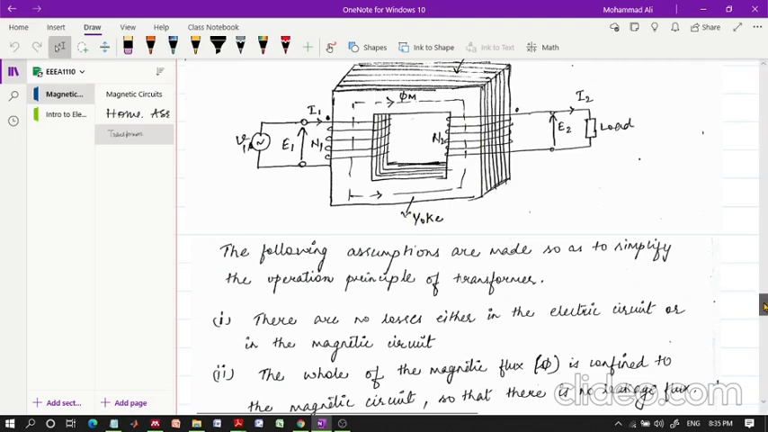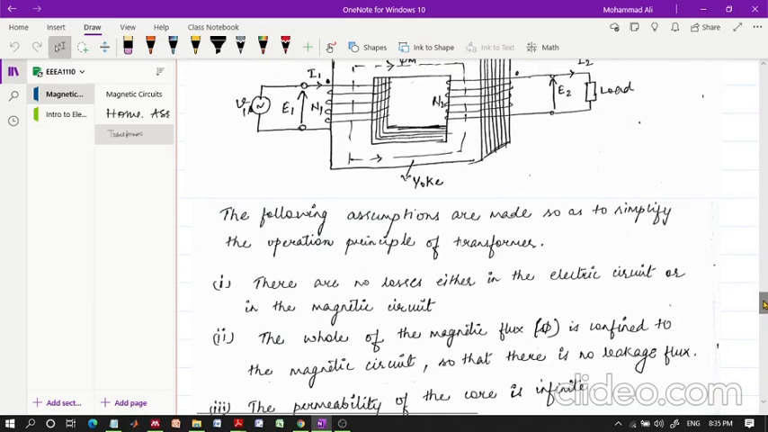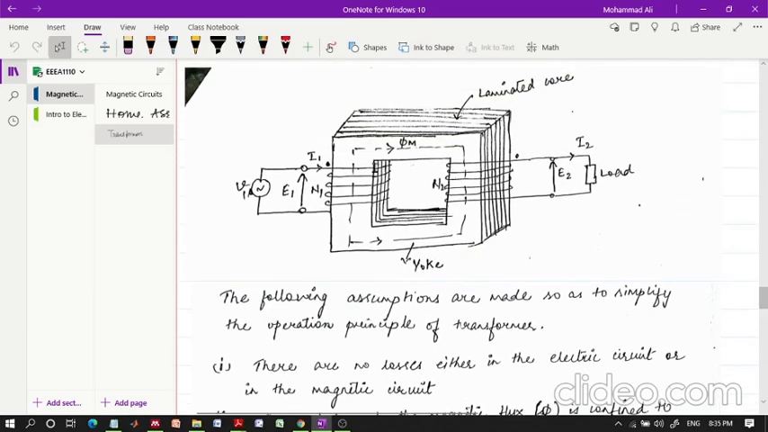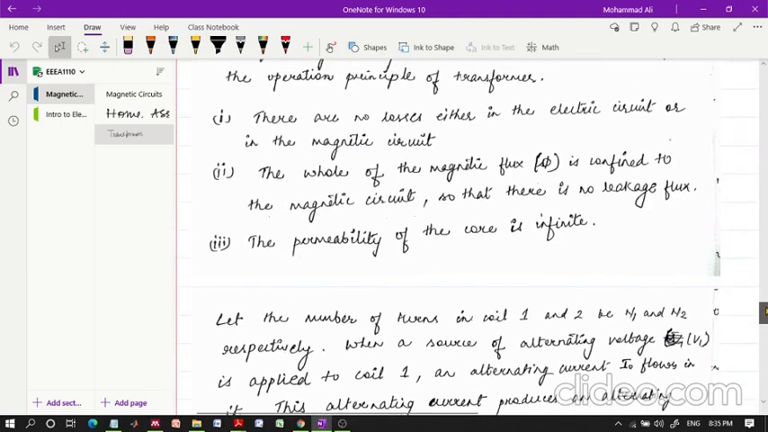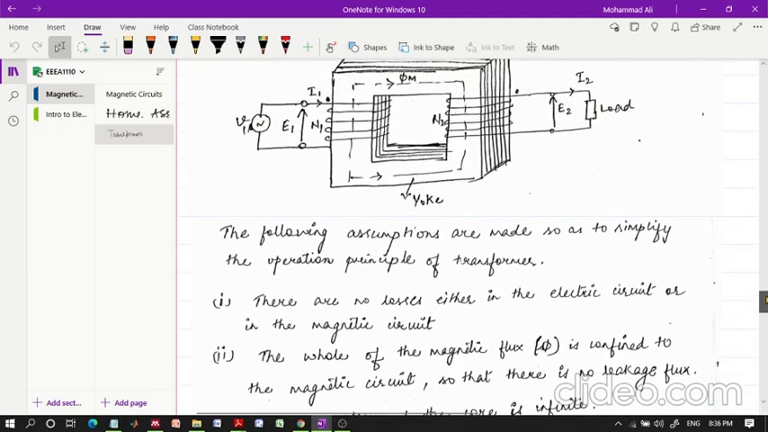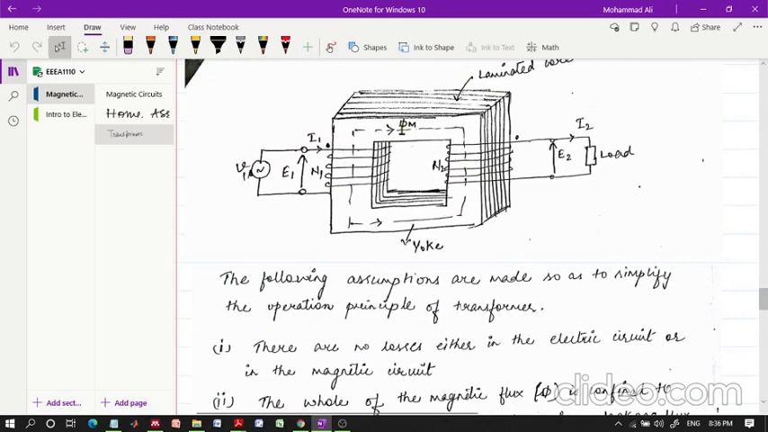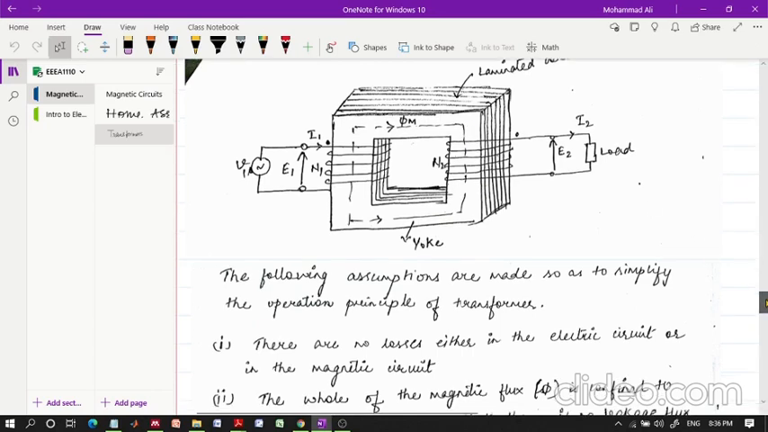Second, the whole of the magnetic flux is confined to the magnetic circuit, and there is no leakage flux, because we have seen that the leakage flux was not the effective flux. There is only effective flux that is linking the secondary side. And the permeability of the core is infinite. That means the reluctance is zero. There is no opposition to the forming of flux in the core. So these are basic assumptions.